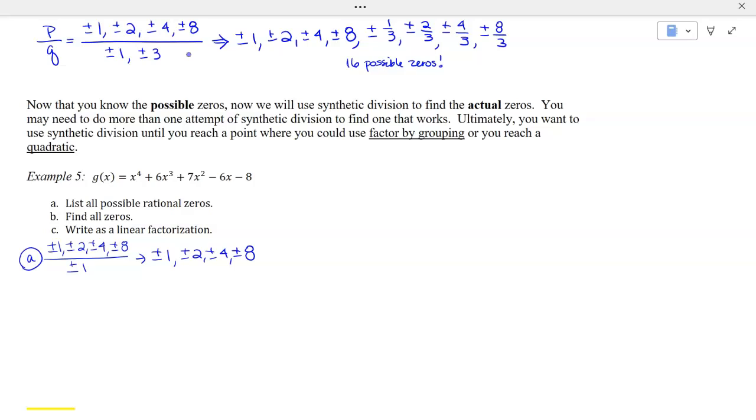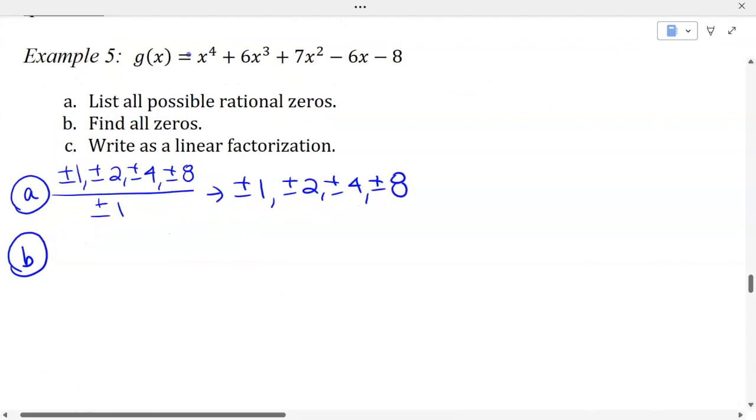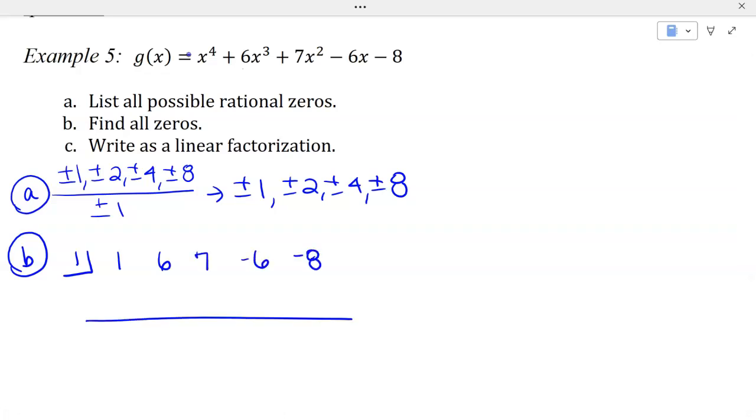And in this case, you just want to start and be easy on yourself. You don't want to make it super complicated. And usually I'll start with 1. So I'm going to start with the possible zero of 1 and pull my coefficients. And it doesn't look like I'm missing any terms, so I can just pull my coefficients here. And we'll see if 1 is indeed a factor of this polynomial.